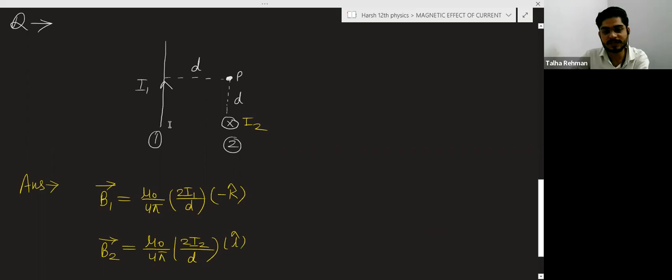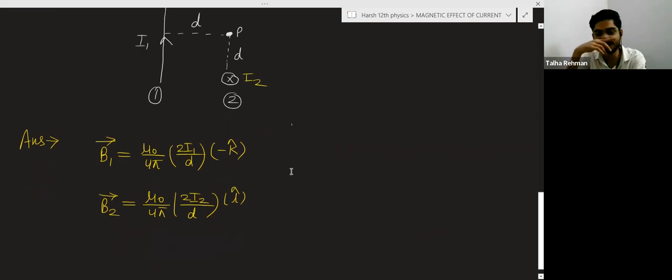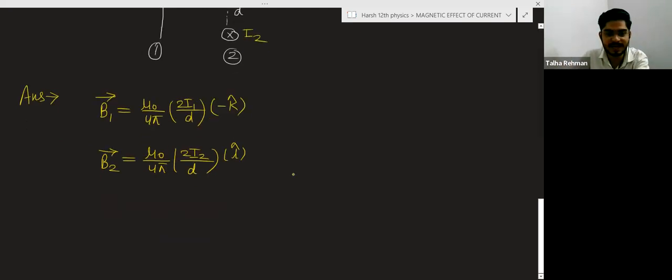The examiner can give you this type of thing also, and you will get confused when stating the direction. You cannot say that the direction will always be along the x-axis, or always along the z-axis, or always along the y-axis. Accordingly, the direction can change. Now you can just add both the vectors, B1 plus B2.